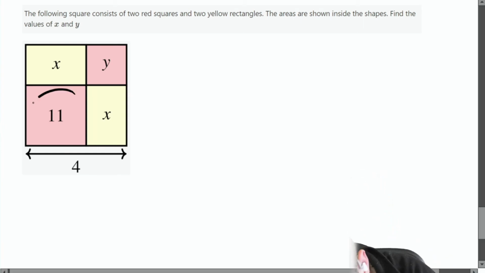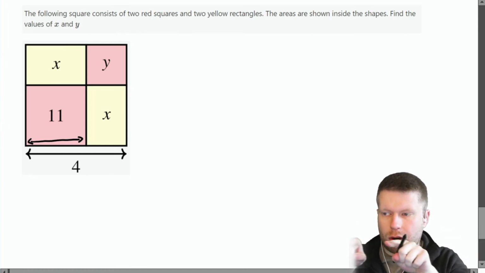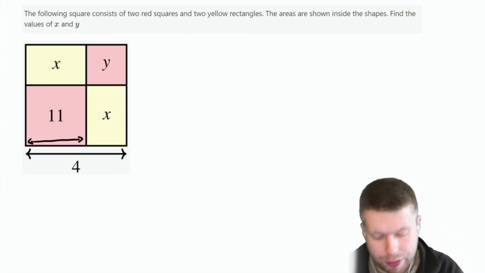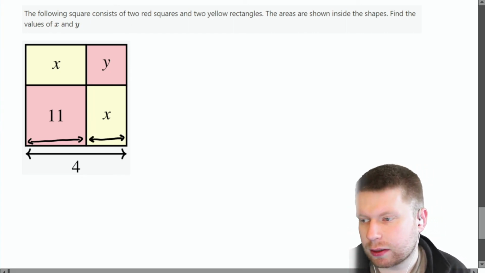So, first of all, let's look down here. Let's figure out what the side length of this square is. Because we know that the side length of the full square is 4, so if we can figure out what the side length of that little red square down there is, we should be able to figure out what this part here is, okay?